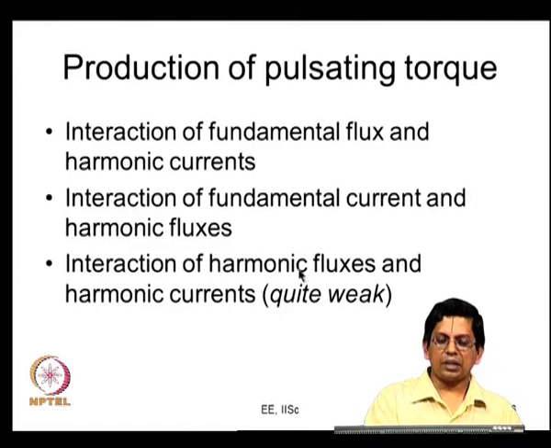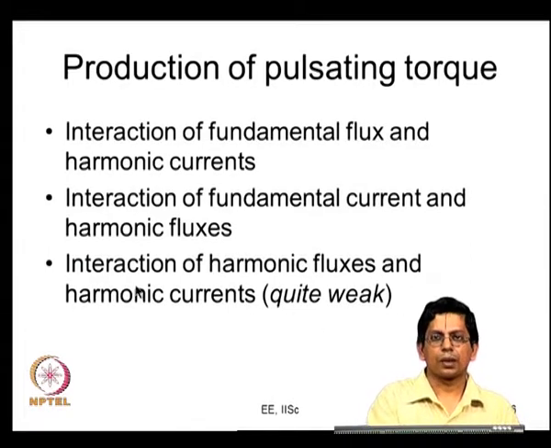You can also look at the interaction of harmonic fluxes and harmonic currents. So, this is basically interaction between two harmonic fields, which is the magnetic field produced by some stator harmonic and some rotor harmonic. As I told you before, this is quite weak and therefore we can always ignore this. This is perhaps the strongest. Why? Because your fundamental flux is always near 1 per unit, near 100%, and the harmonic current, if you look at the harmonic current, what causes that harmonic current? It is basically some harmonic voltage divided by the harmonic reactance.